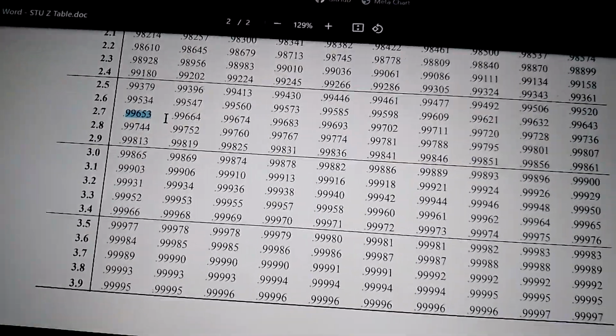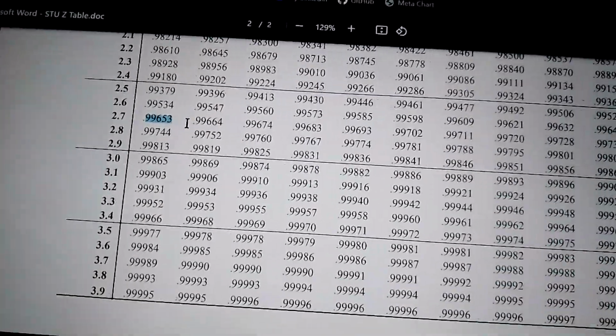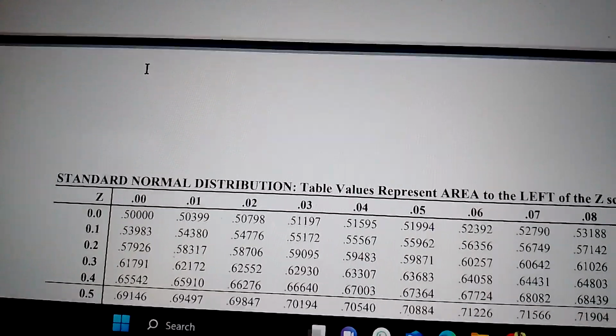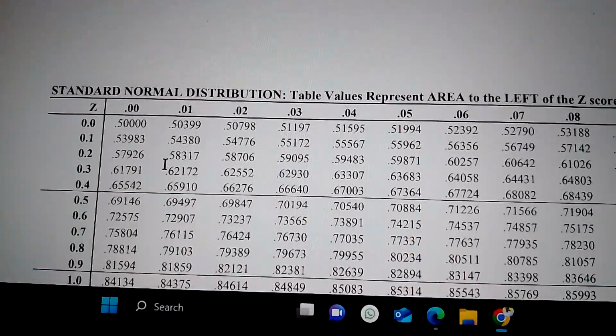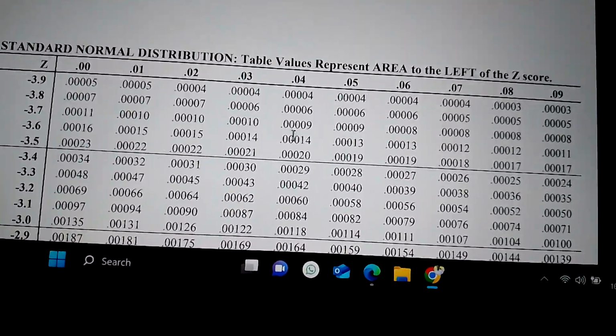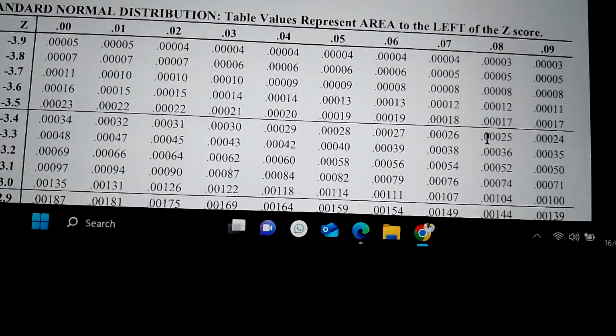Now if you did not go with that one, and you decided to go with the 0.0035, you'll find it in the negative domain. So 0.003535, where do we locate that?